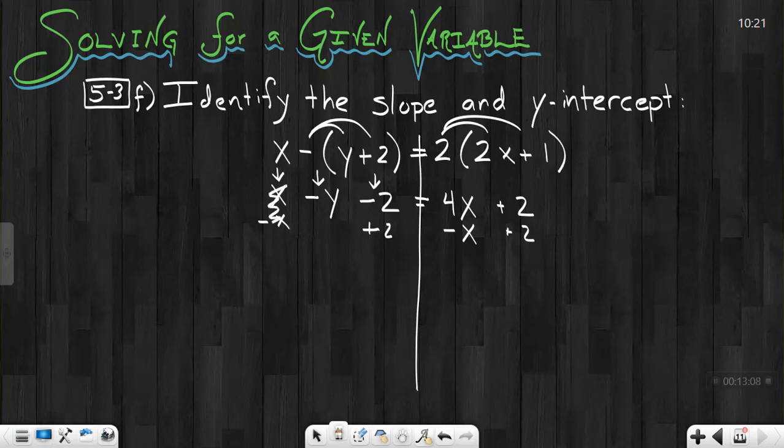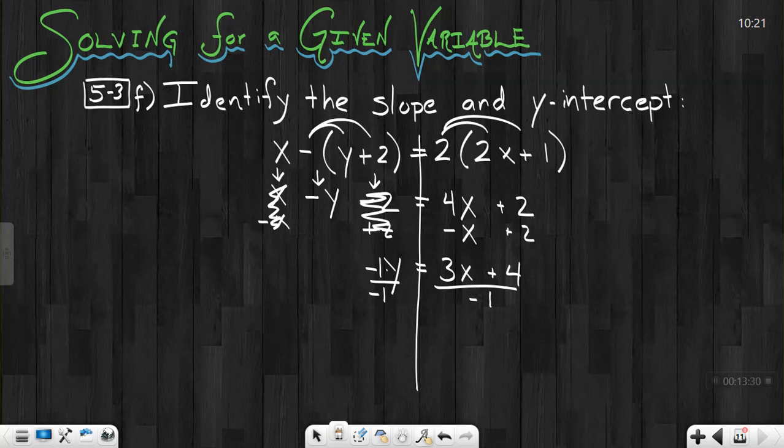On the left, these cancel, and I'm left with -y. Don't forget that negative sign. On the right side, I've got 4x minus x is 3x, and 2 plus 2 is 4. Now, my last step is to get y alone. Y has a negative here. It means it's the opposite. In other words, it's a -1 being multiplied by that y, and I can divide both sides by that -1.